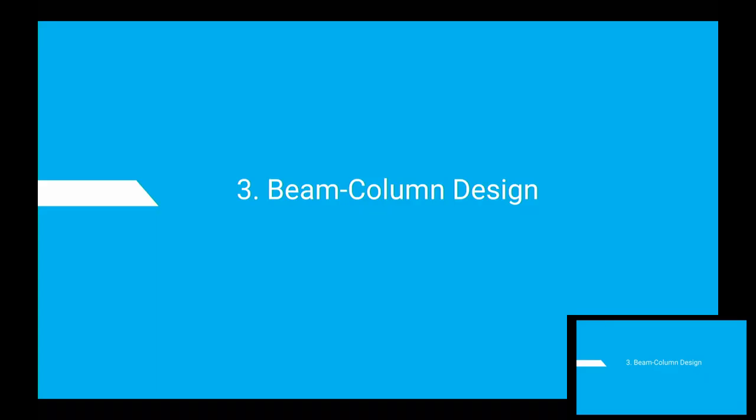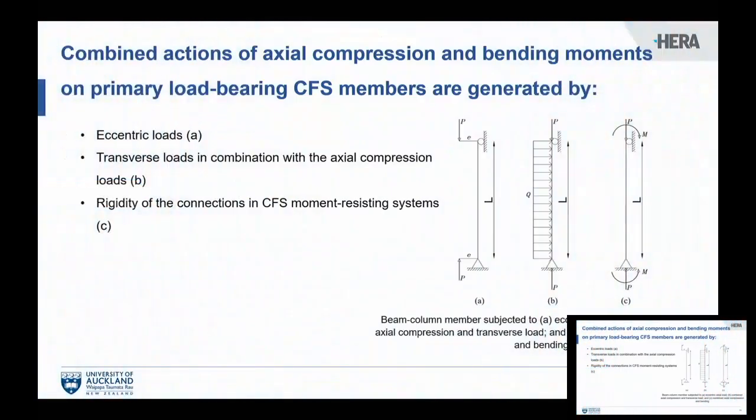And how about the beam column designs? In this part, I would like to explain a little bit about my PhD project. Beam column members are primary load carrying members in cold-formed steel, and they are common in portal frames or stud walls. And most of the applied loads on the cross section can produce combined actions.